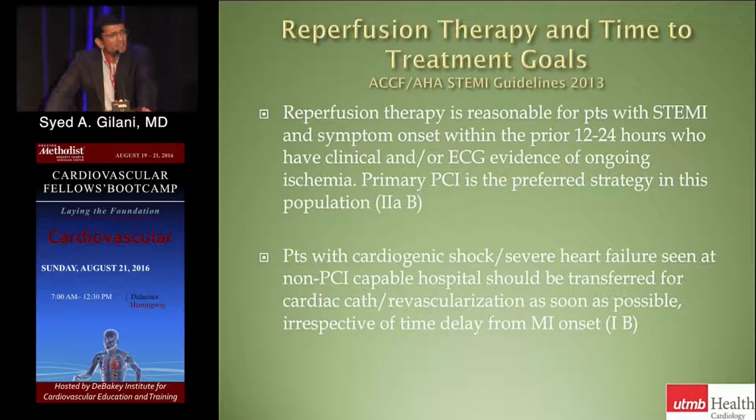For patients who have had symptoms of more than 12 hours, between 12 to 24 hours, it's a class 2A indication, level of evidence B, to perform primary PCI. In these patients, you can also do fibrinolytic therapy if primary PCI is absolutely not available, but primary PCI is preferable. Those with shock or severe heart failure should always be transported emergently for primary PCI, regardless of the amount of delay.